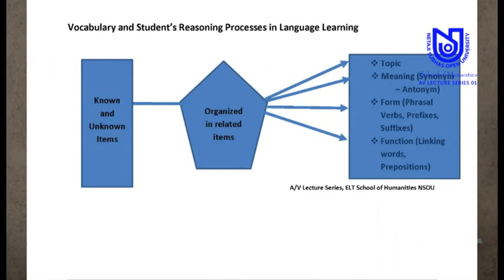Similarly, vocabulary is better remembered when students are working with a mix of known and unknown items, and when words and phrases are organized in groups of related items. For example, here we have topic. So we have known and unknown items on the left hand side, then we have organizing those in related groups, and then we have topic. For example, natural disasters, we have meaning, for example, synonym, antonym, form, that is phrasal verbs, prefixes, suffixes, and functions, that is linking words and prepositions.